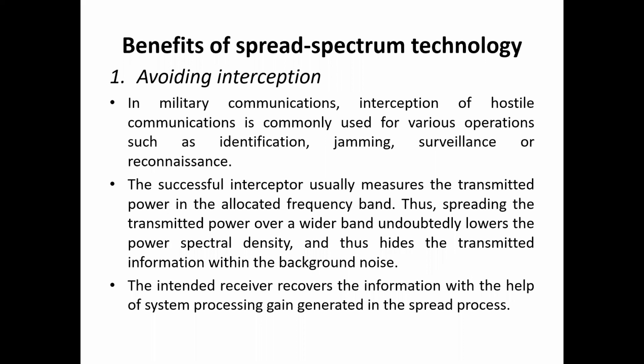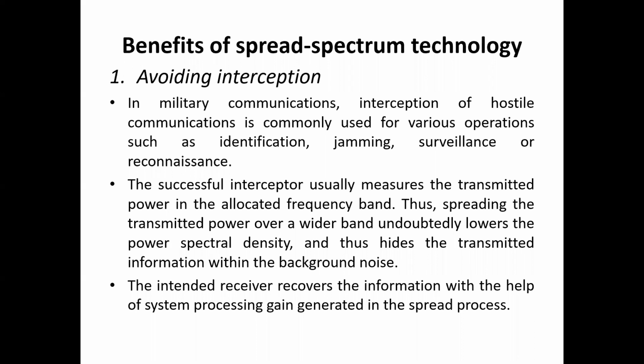Jamming, it means jamming will lead to losing the control on, for example, a hostile missile or an airplane. Surveillance or reconnaissance, this is called in Arabic reconnaissance systems. Now, the successful interceptor usually measures the transmitted power in the allocated frequency band, thus spreading the transmitted power over a wider band undoubtedly lowers the power spectral density, and thus hides transmitted signal information within the background noise.